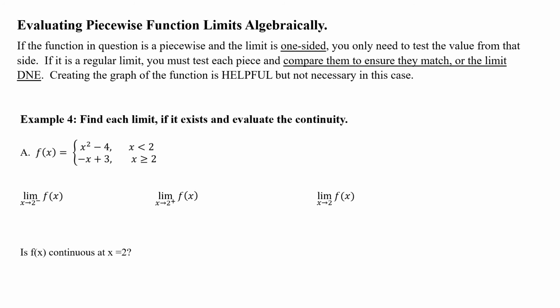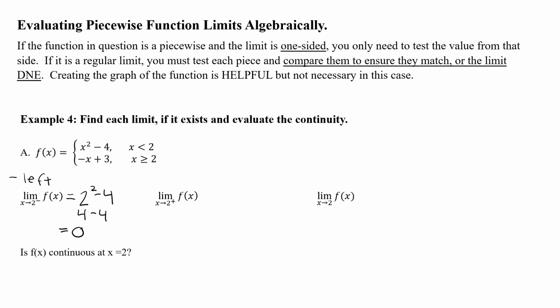So looking at the limit as x approaches 2, remember the minus sign means from the left, which means we want to look at values that are less than 2. So for this limit, we're going to be looking at that top function, that x squared minus 4. Using direct substitution, we can plug in 2 squared minus 4 gives us 4 minus 4, so the limit from the left-hand side is equal to 0.